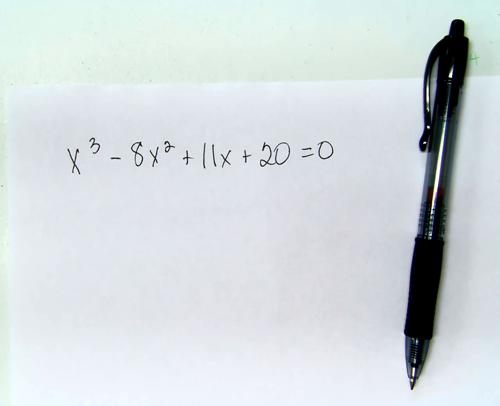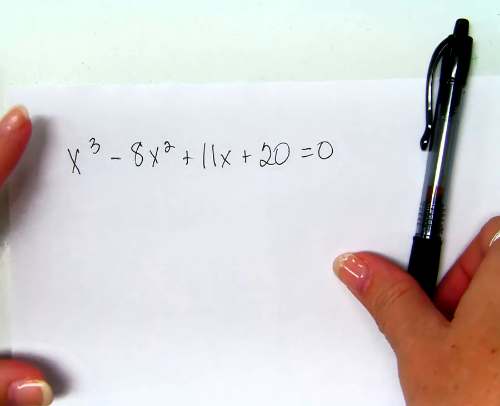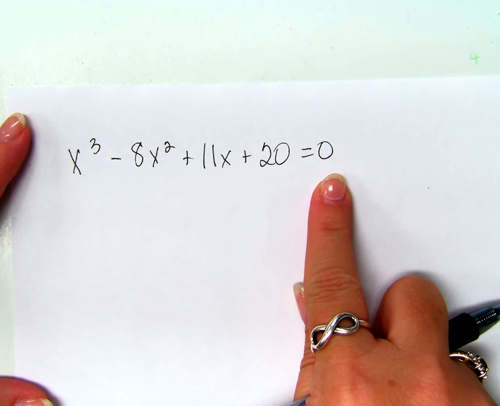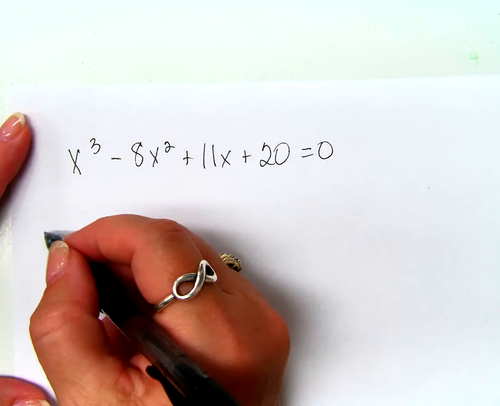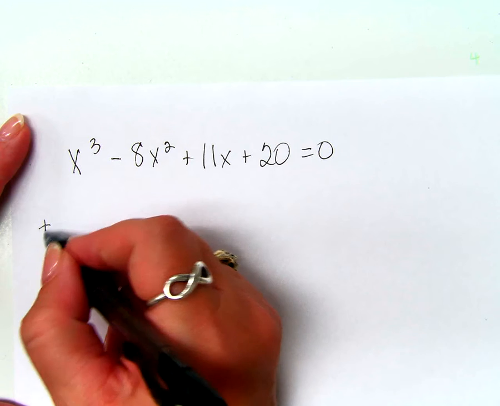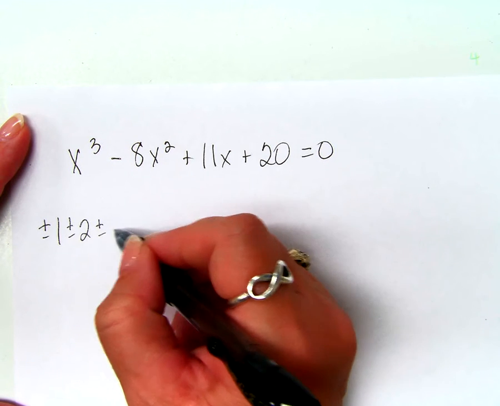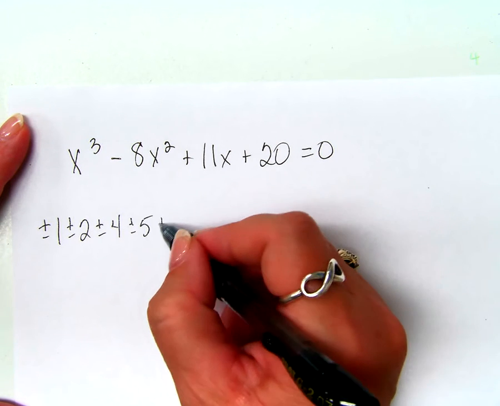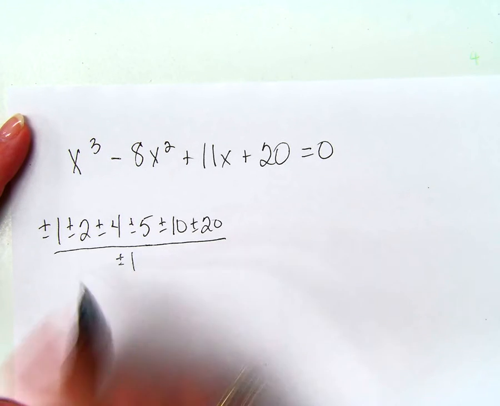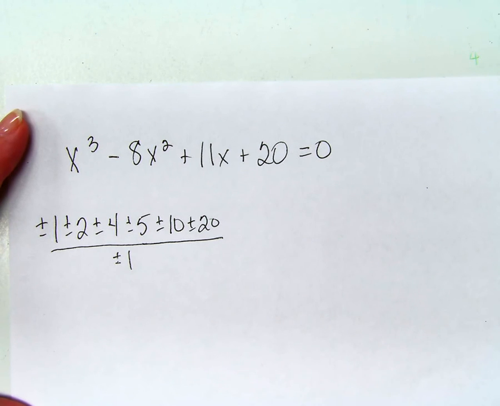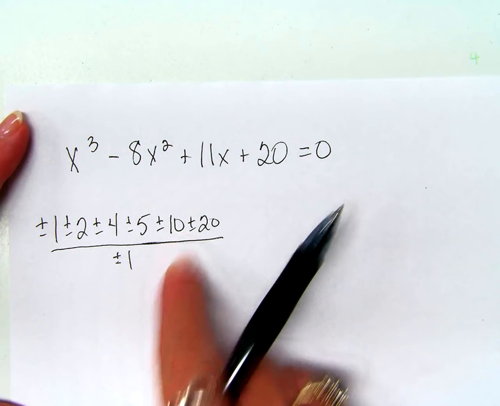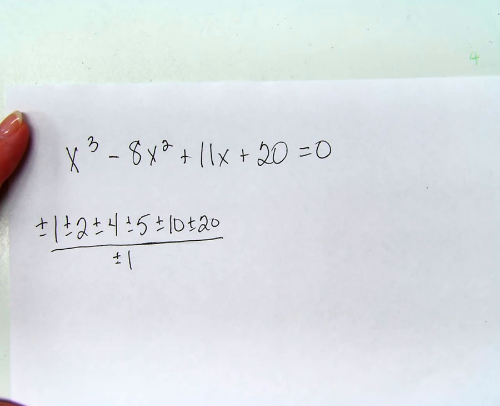Alright, let's review this problem from the last time we met. Okay? We said we're trying to find solutions of this. We tried to factor it by grouping, but it wouldn't work. So we said factors of P divided by factors of Q. Remember that? So we said plus or minus 1, plus or minus 2, plus or minus 4, plus or minus 5, plus or minus 10, and plus or minus 20, divided by factors of the first, which is plus or minus 1. And we said that even though that's still 12 things to try, it's way better than an infinite number of things to try, right?